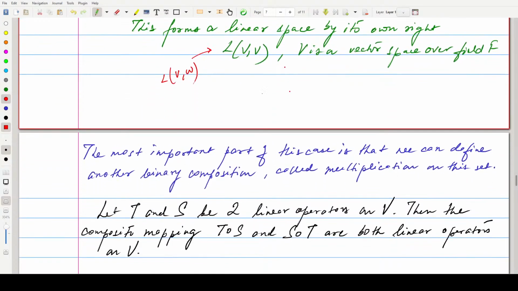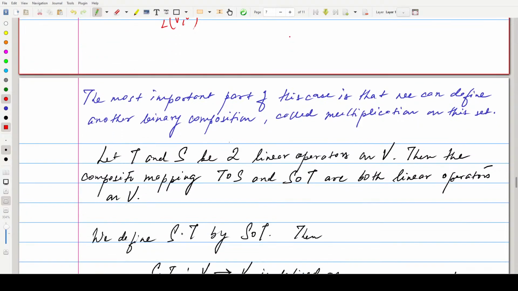The most important part of this case is that we can define another binary composition called multiplication on the set. So how does that work? Let T and S be two linear operators on V, then the composite mapping T compose S. You can read this as compose or not; I prefer the term compose because of the binary composition. So T compose S and S compose T are both linear operators on V.